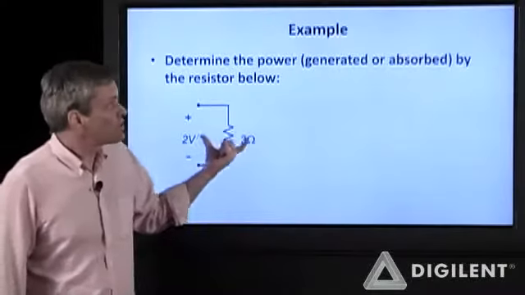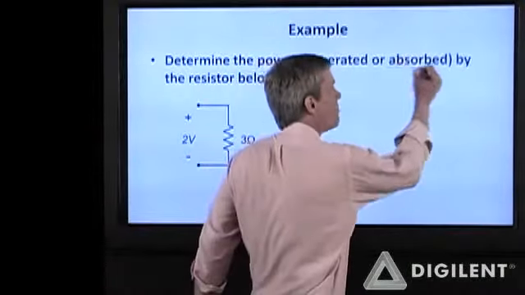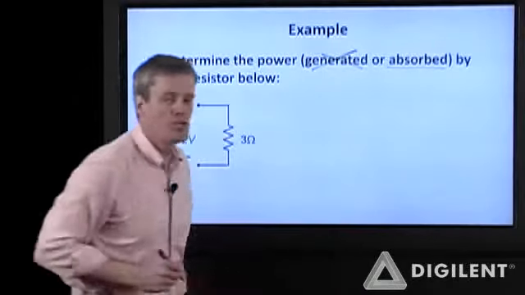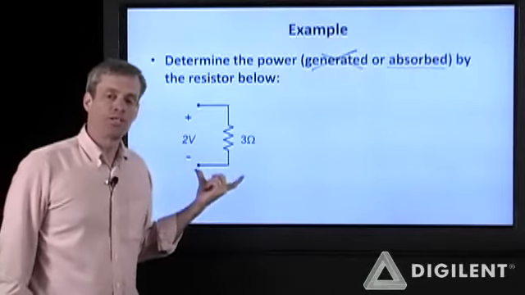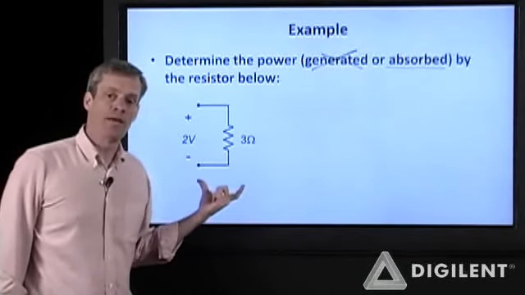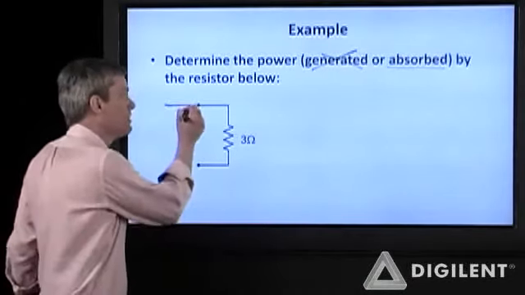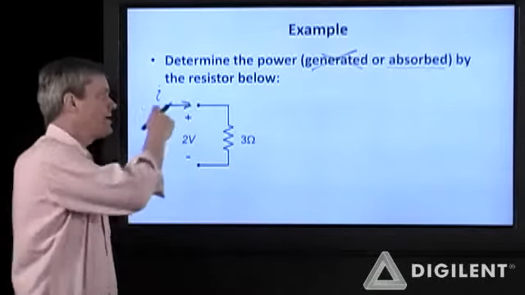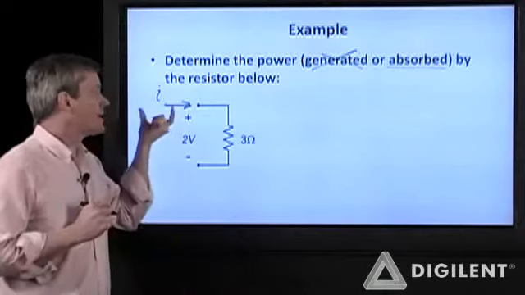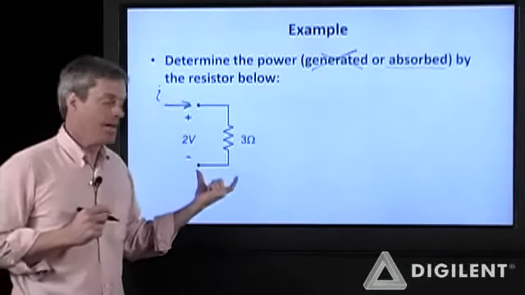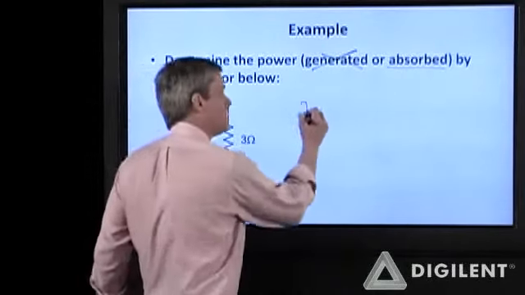Okay, resistors can only absorb power. You can never use a resistor to generate power. That means that the voltage-current relationship for a resistor always obeys the passive sign convention. So current, I, is always going to be entering the positive voltage node for a resistor. So I can calculate a current through this by Ohm's law.